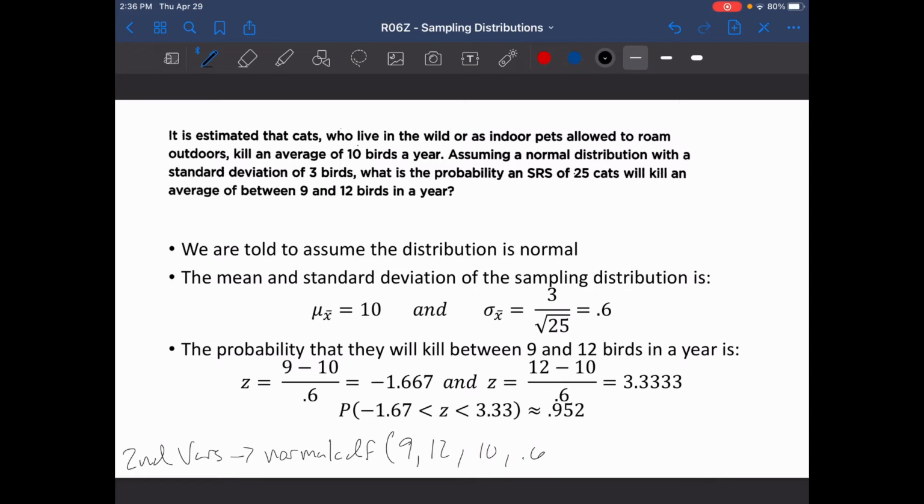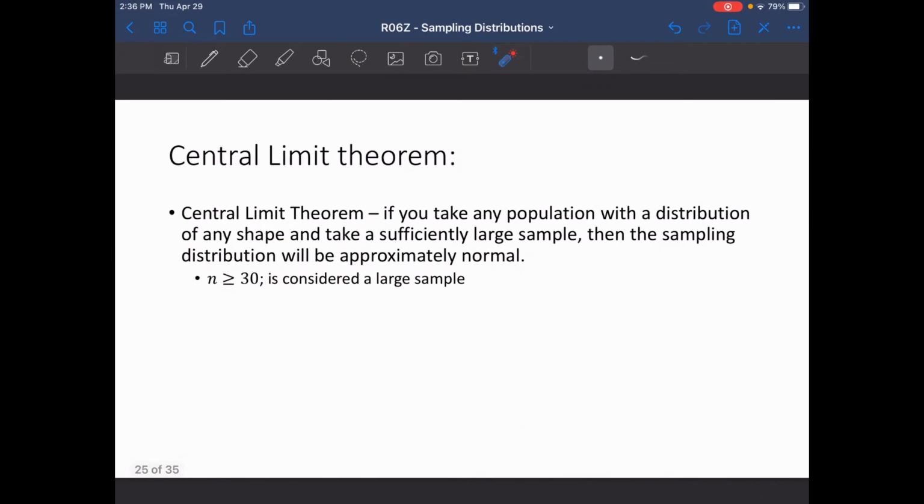And then if we plug that in, we get an answer that's actually the exact same as 0.952. So that is another way, and probably the way that I would solve this if you get a problem that is similar to this. So just remember 2nd VARS and normalcdf, and you should be good with this.